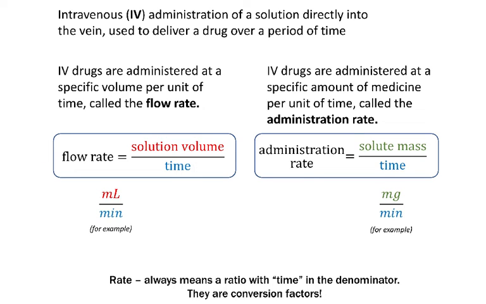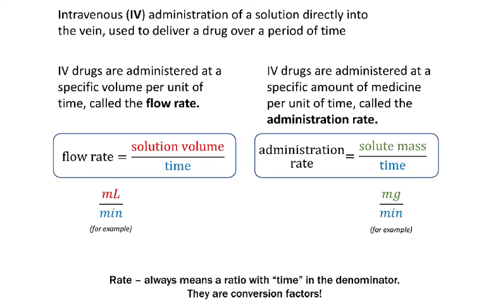IV drugs are administered at a specific volume per unit of time. This is called flow rate, right? Solution volume divided by time. An example unit would be milliliters per minute, okay? Something like that. Some volume of the IV solution divided by the time.